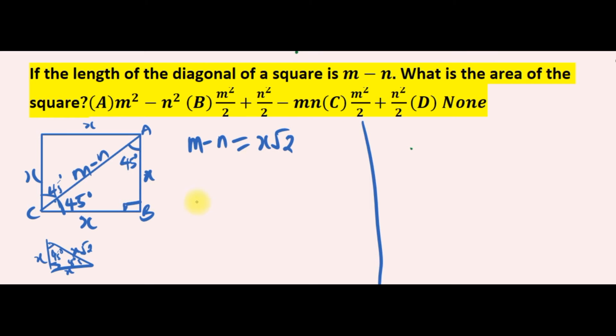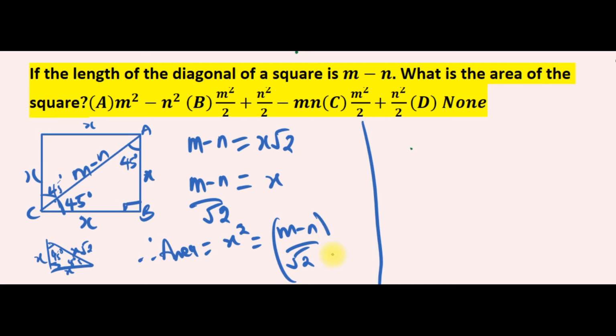So we are looking for, remember, the area, and area is x squared. So first of all, let's get x first. So x is m minus n over root 2. Therefore, the area is always x squared, which is m minus n over root 2 all squared. So which is m minus n all squared over root 2 squared, which is 2. So I think there is nothing like this.